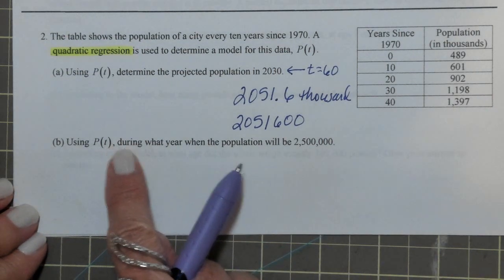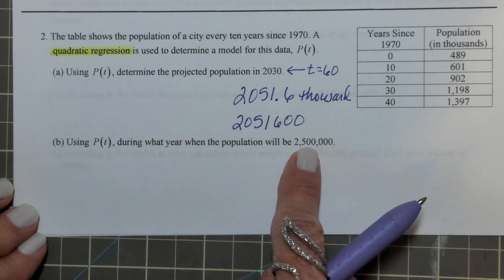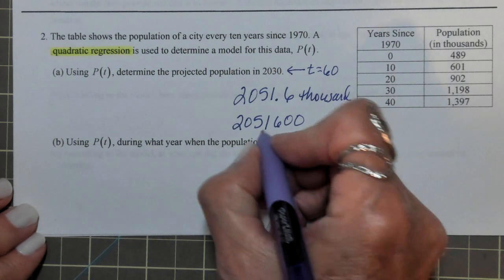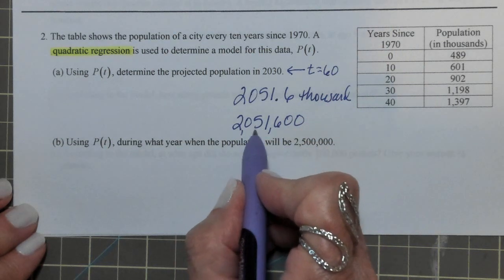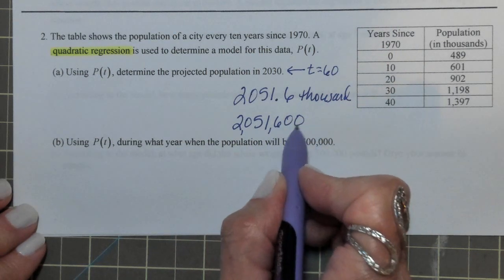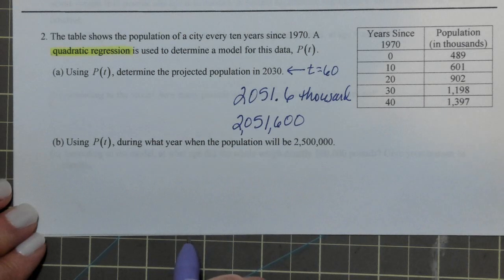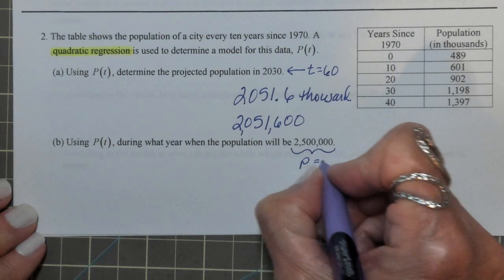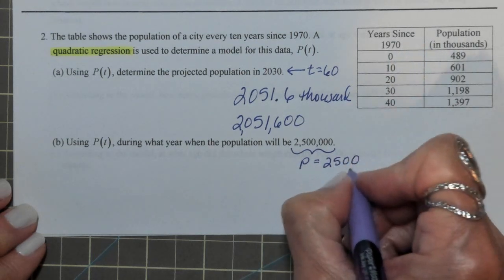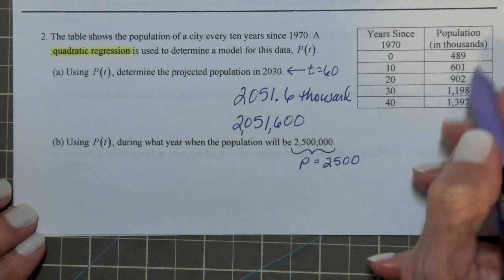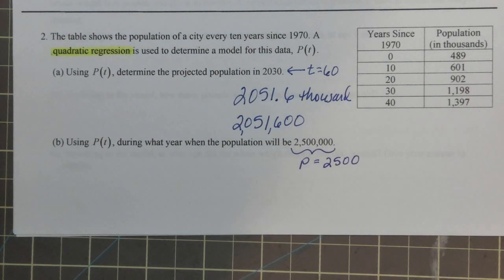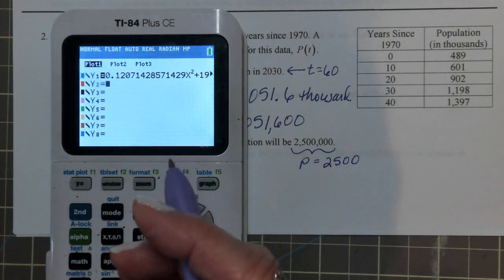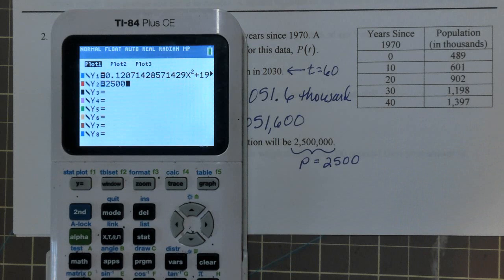Using P of t, during what year will the population be 2 million? So this was 2,051,600. When will it be 2,500,000? So that is when P is equal to 2500, right? Because it's in thousands. So I'm going to go to my y equals, and then these are all the P's, right? So I want P to be 2500.